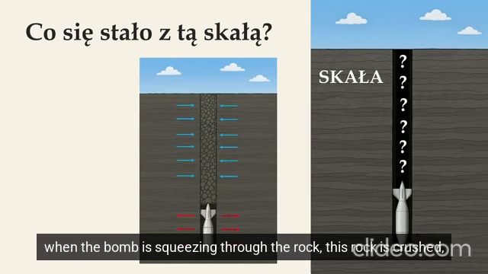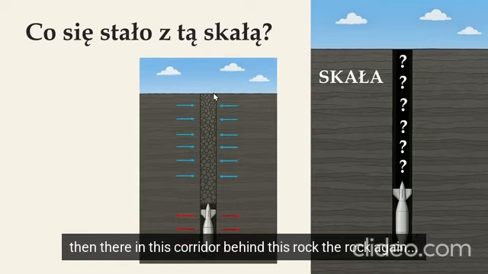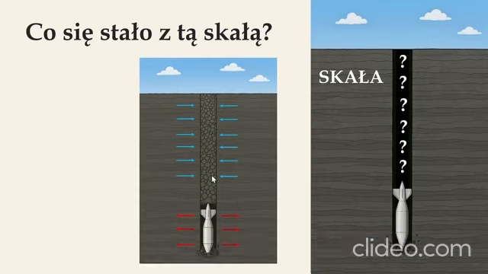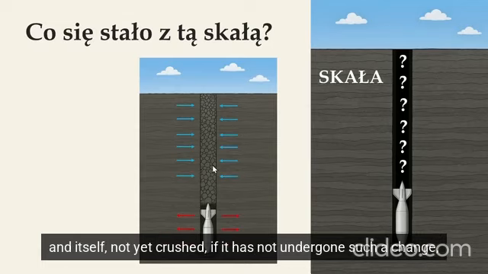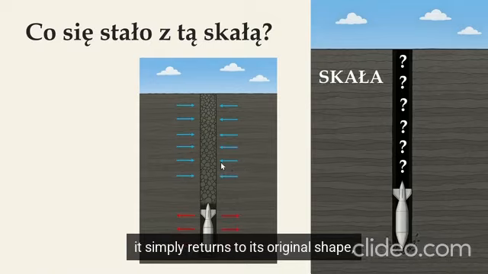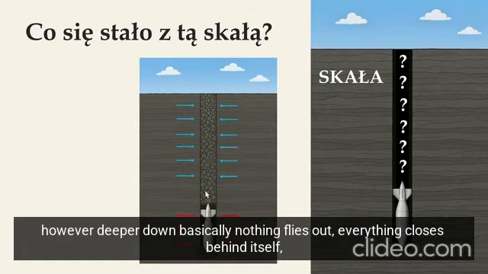What we were talking about, here compression occurs. When the bomb is squeezing through the rock, this rock is crushed, partially crushed, and when it has already passed, then in this corridor behind it the rock again expands and fills this gap after the bomb with fragments. And the rock that is not yet crushed, if it has not undergone such a change, simply returns to its original shape. Some of the matter can fly out through this channel at the moment of impact. However, deeper down, basically nothing flies out, everything closes behind itself.